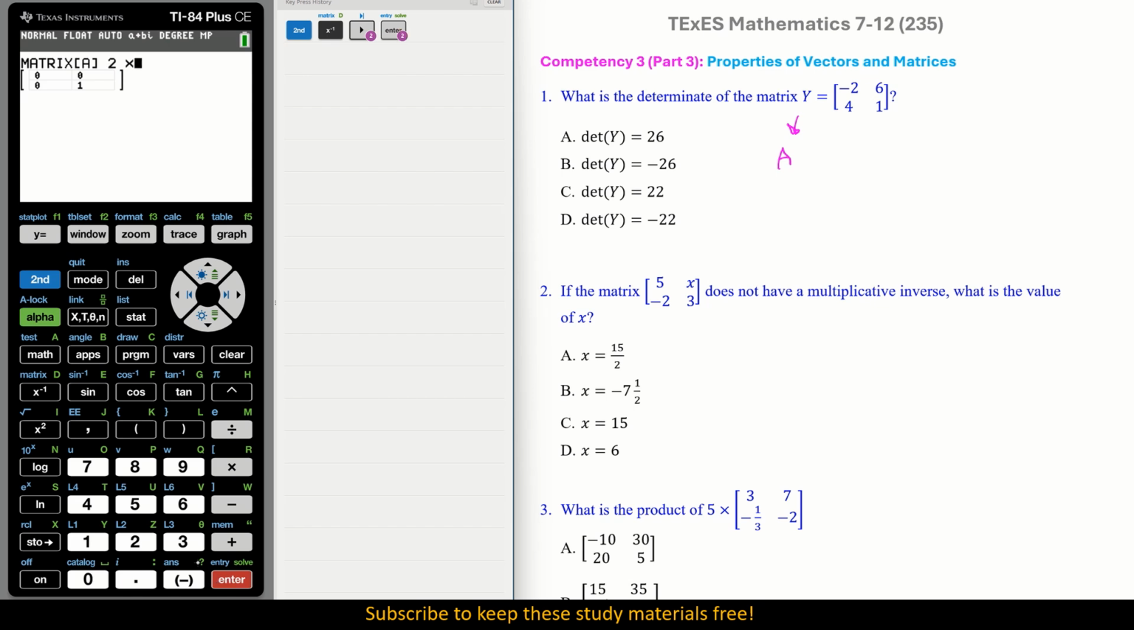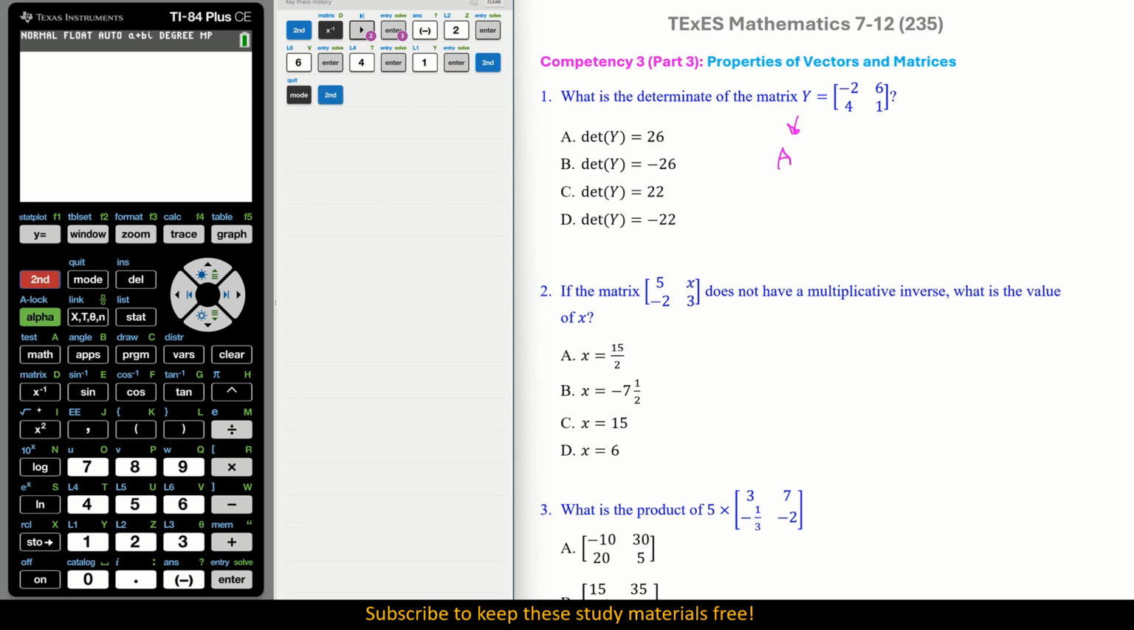But the 2 by 2 doesn't have the numbers we need. So let's populate those numbers. So -2, enter, 6, enter, 4, enter, 1, enter. Okay, now everything is good. Now be careful. If you push anything or go to any other function right now, it will place it in that cell. So you have to say second mode to back out, okay?